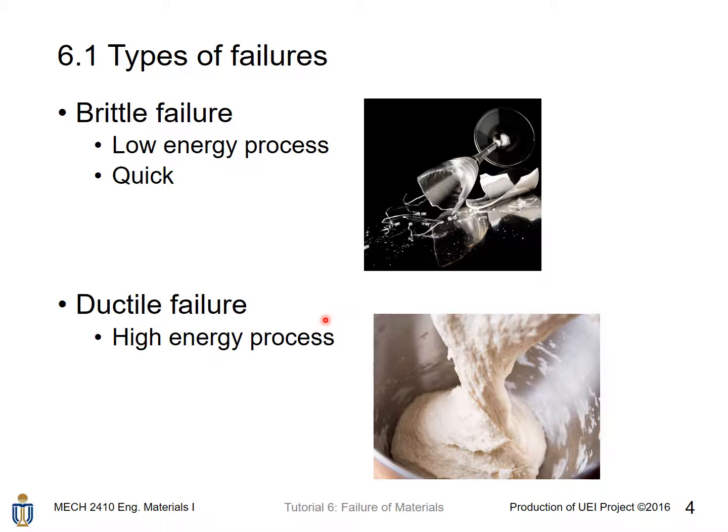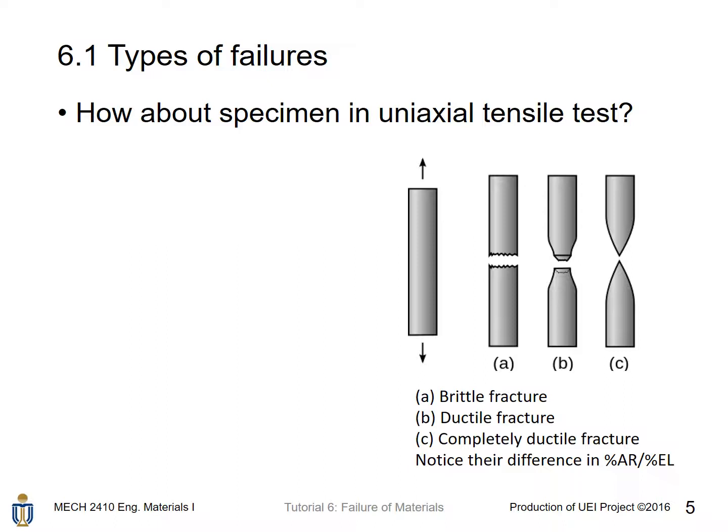However, ductile failure, as its name suggests, is for ductile materials, and it is a high energy process. The time required is larger than the time required for brittle failure. For example, if you try to scratch a rubber band, the rubber band will not break easily, unlike glass, and you need a lot of energy to really break the rubber band into two or more pieces. The examples I have just introduced are just some general examples.